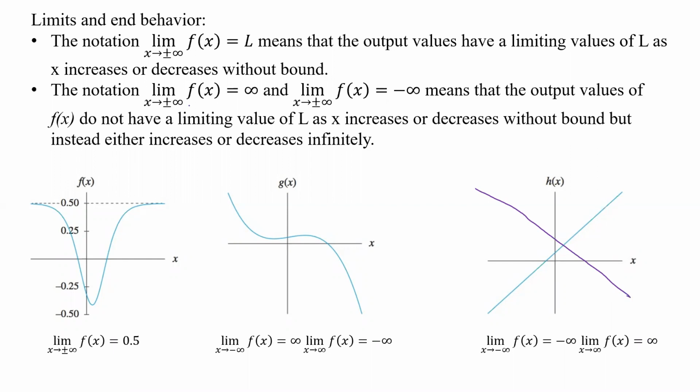So those are how some limits and end behaviors work. And again, we're taking the limit of f of x as x approaches positive and negative infinity, strictly negative, strictly positive, strictly negative, and strictly positive again.